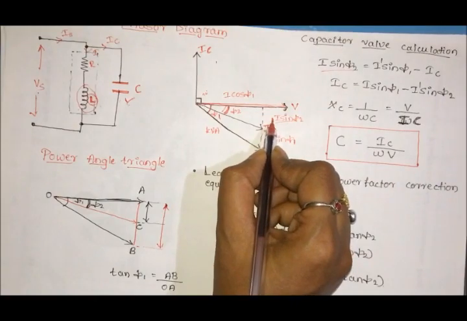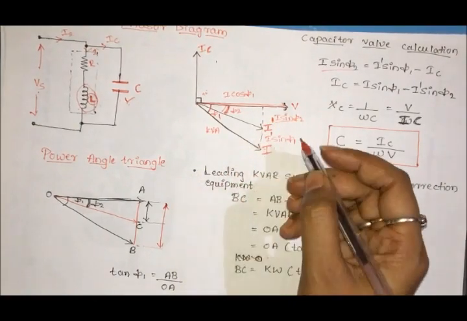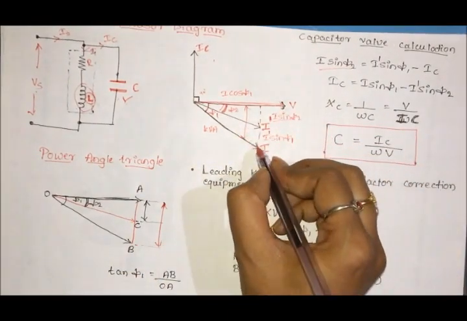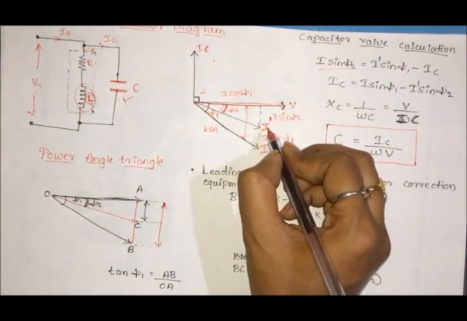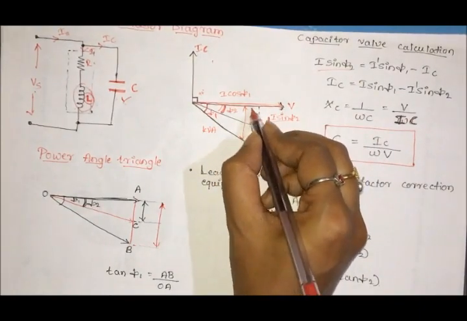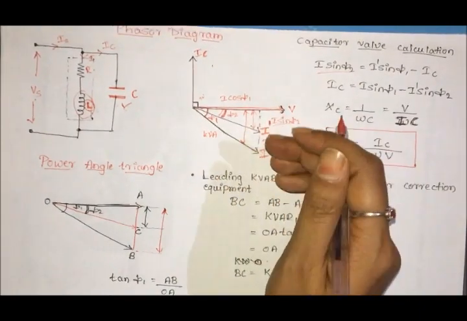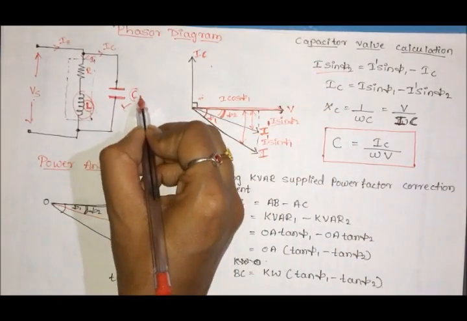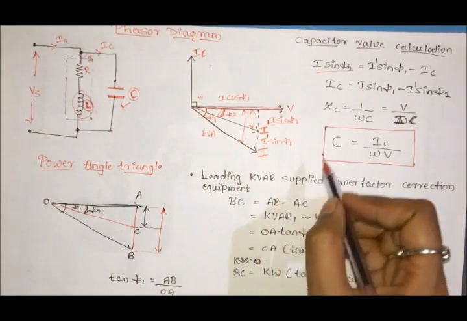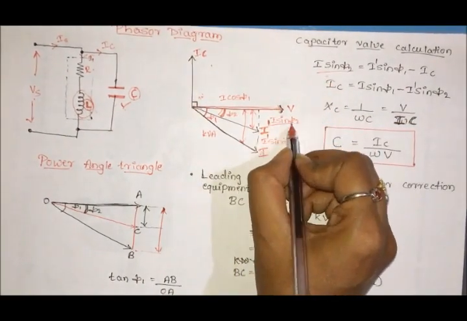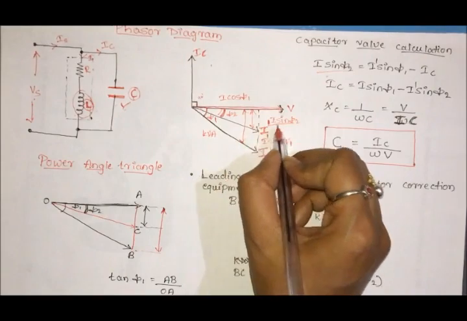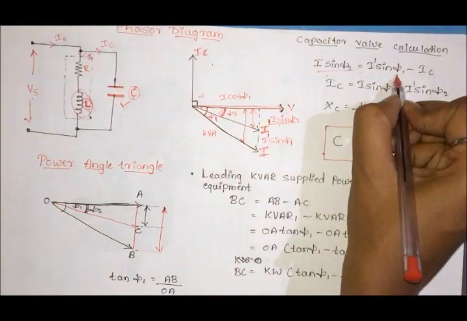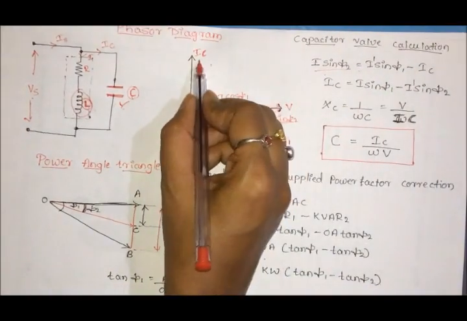So before connecting the capacitor, the amount of reactive current will be this much. When I connect the capacitor, the reactive component got reduced, which means we have boosted up the power factor by connecting this capacitor. So here this is I sin phi 2, which is the new reactive component, equal to I dash sin phi 1 minus IC.